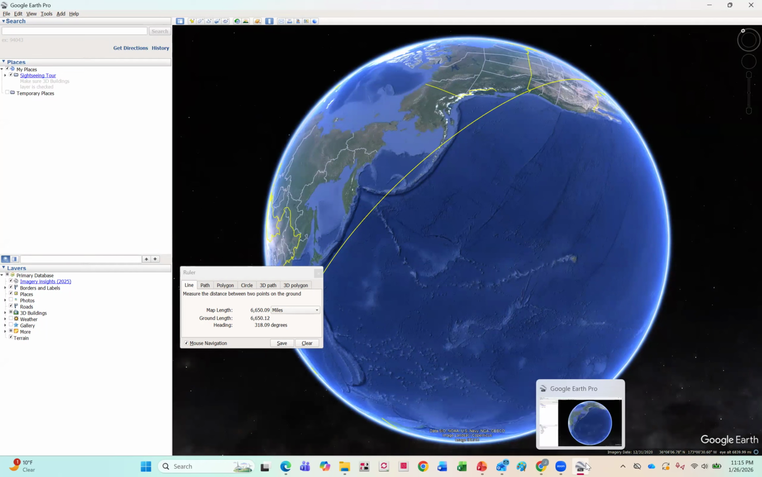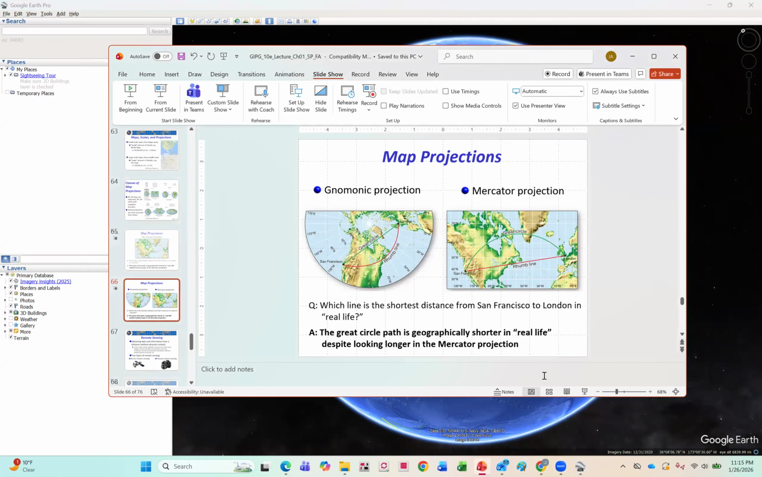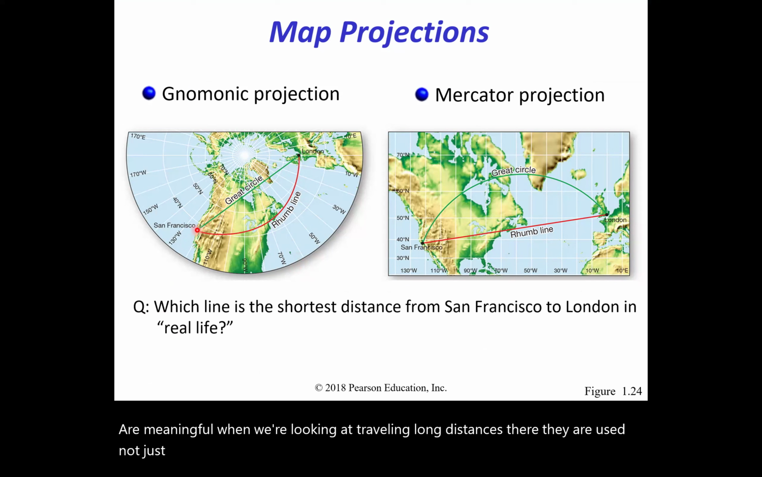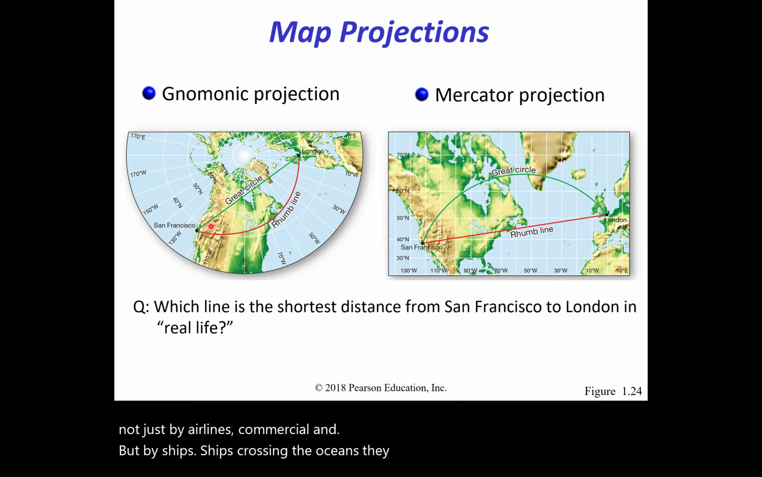So that's why I brought up great circles earlier, because they actually are meaningful when we're looking at traveling long distances. They are used not just by airlines, commercial and private, but by ships. Ships crossing the oceans, they use great circle paths as well.